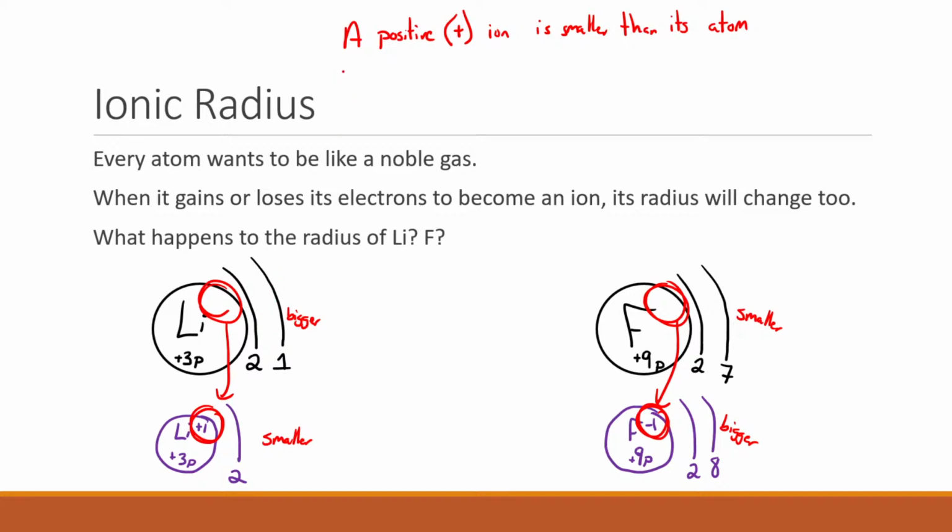And the opposite is true of negative ions. This negative fluorine ion is bigger, ever so slightly, but still bigger than its neutral atom counterpart.